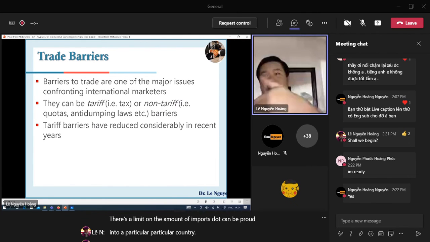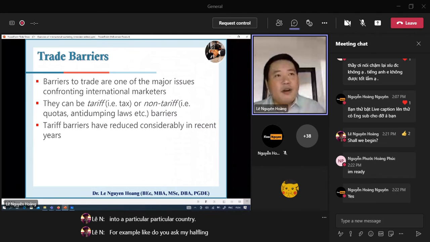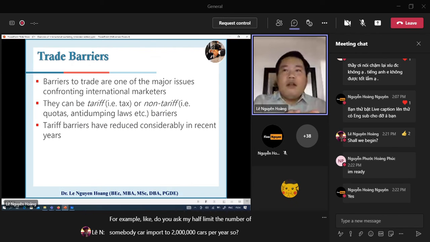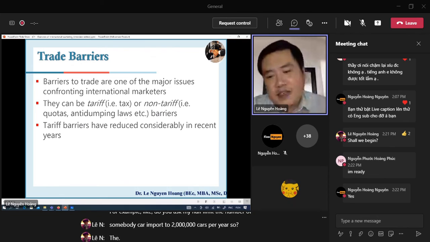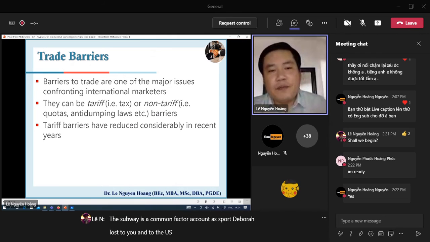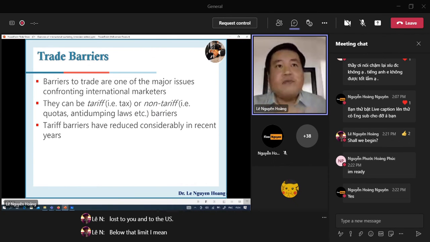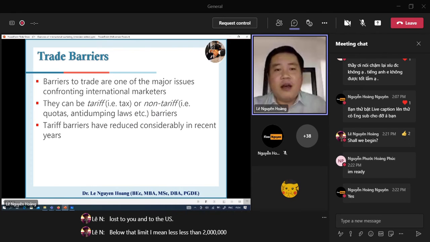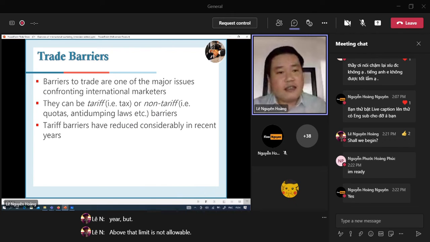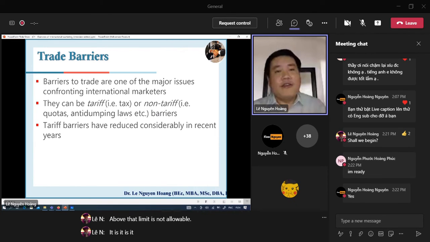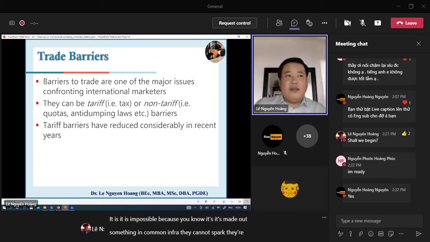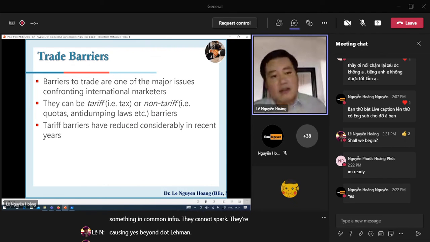For example, the U.S. may limit the number of car imports to 2 million cars per year. So the Japanese car manufacturers can export their products to the US below that limit, I mean, less than 2 million cars per year, but above that limit is not allowable. It's impossible, because car manufacturers cannot export their cars to the US beyond that limit. That's why we call it a quota.